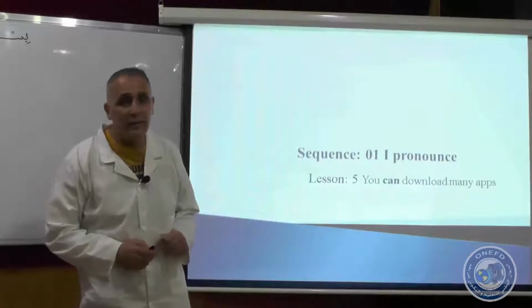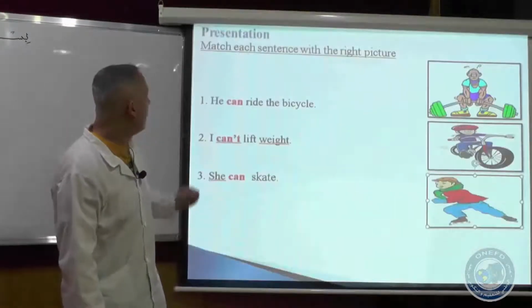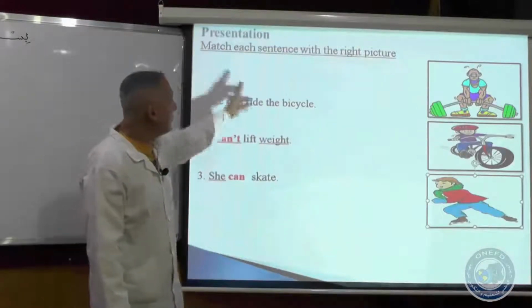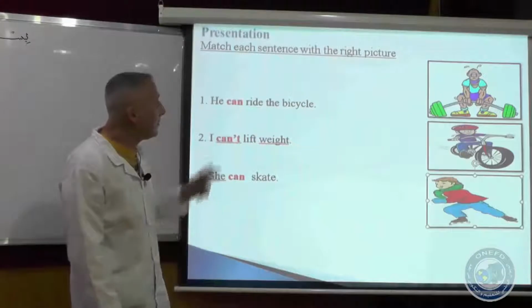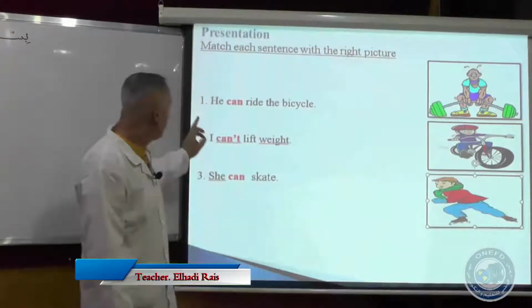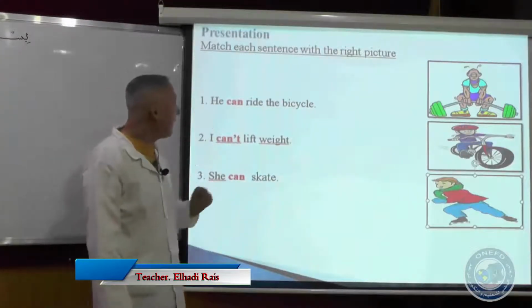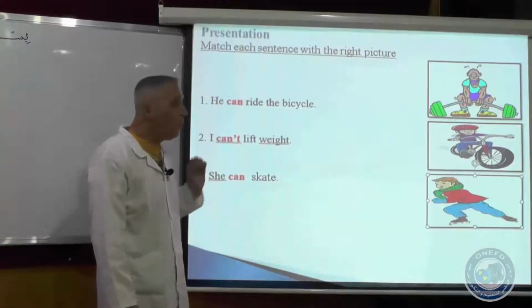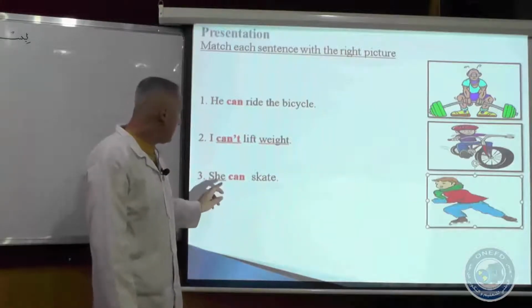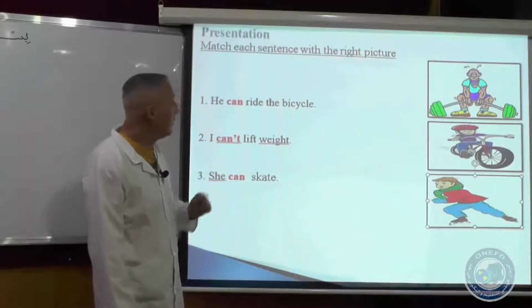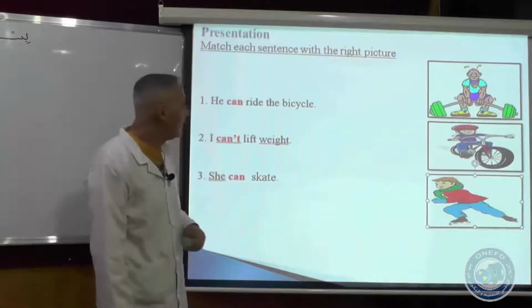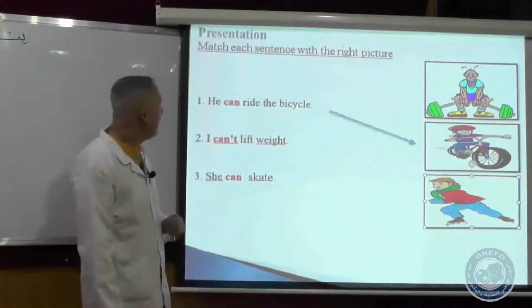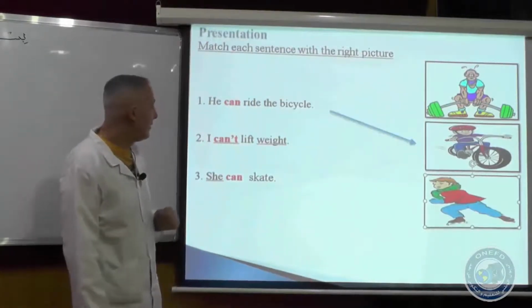Let's start. Look at the pictures. We are going to match these three sentences with the right picture. First one is, he can ride the bicycle. Number 2, I can't lift weight. 3, she can skate. Look, what's number 1? Yes, number 1 is with this picture. He can ride the bicycle.